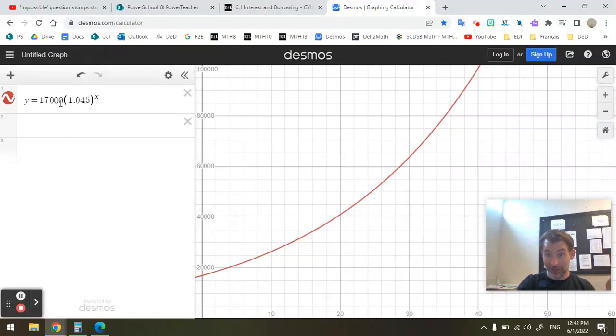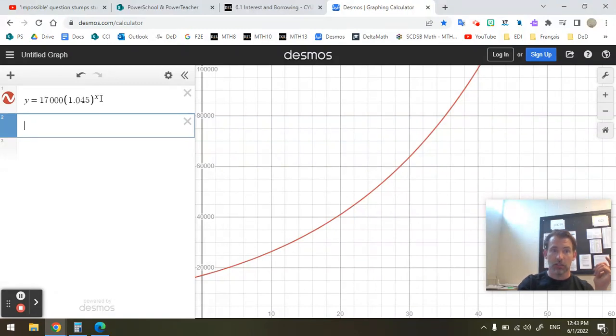So instead of paying $20,000, he needs to pay back $17,000 to get this boat right away. And then he pays 4.5% interest per month. So that's 4.5% as a decimal, 0.045. So it sounds pretty good. That's a low interest rate, right? 4.5%. No, it's per month.